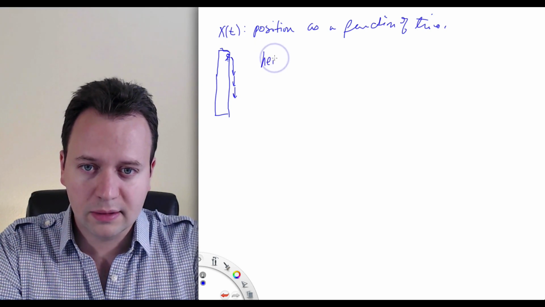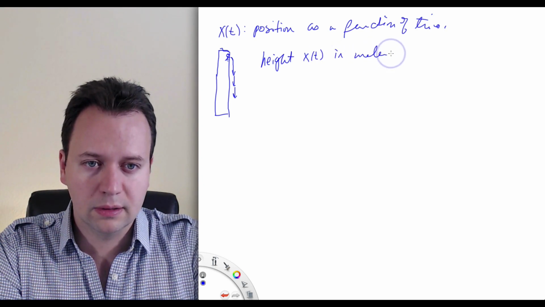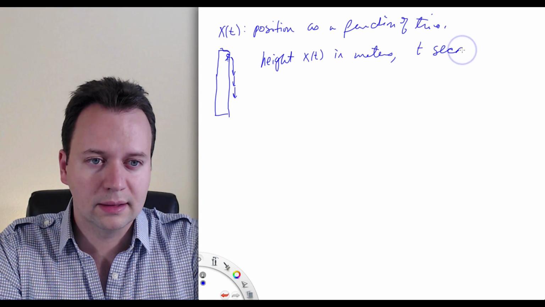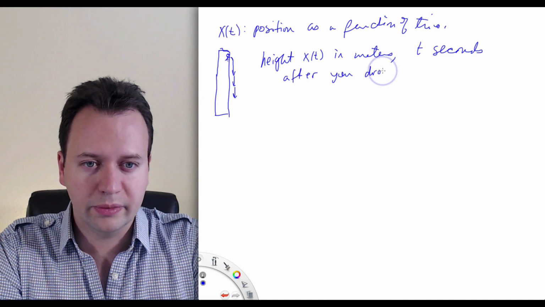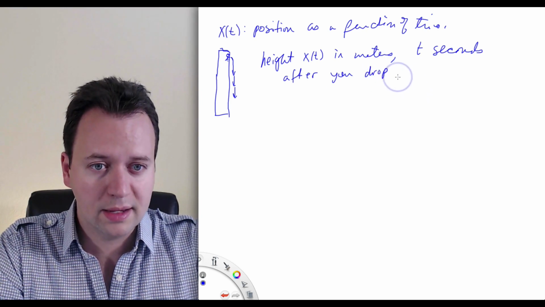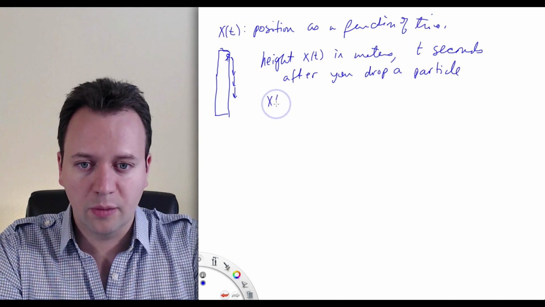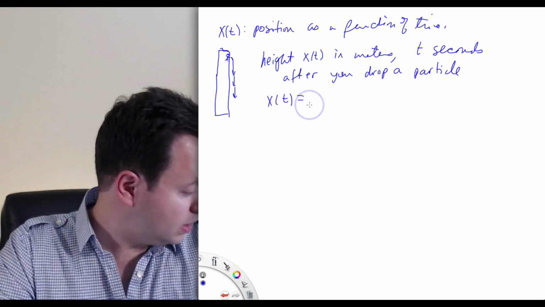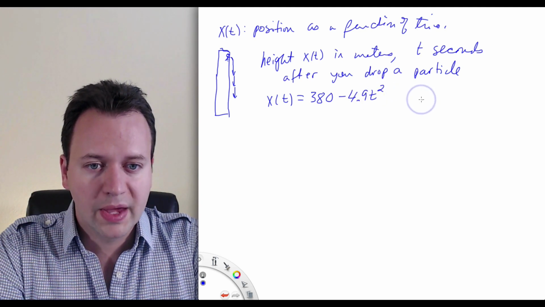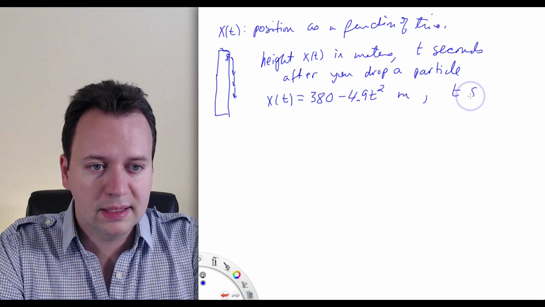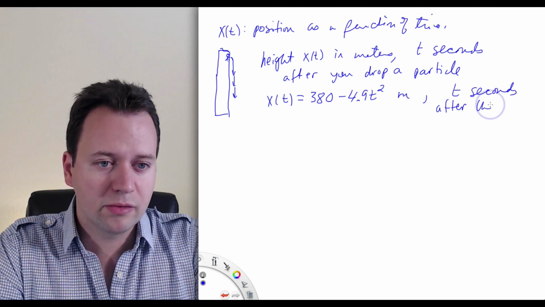Well, the height, so in this case position will be the height, x of t, in meters, t seconds after you drop, let's say, a small pebble or something, or a penny, drop a particle, is given by the following formula. So x of t is going to be 380 minus 4.9 t squared. And this is in meters. And this is t seconds after the drop.